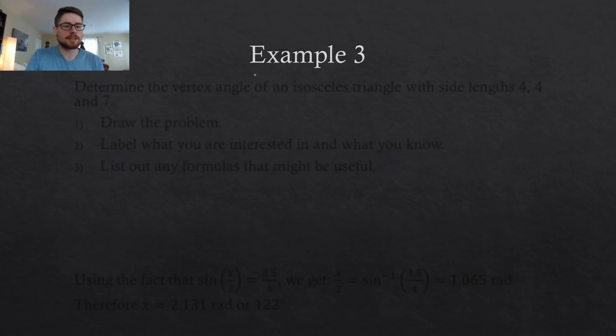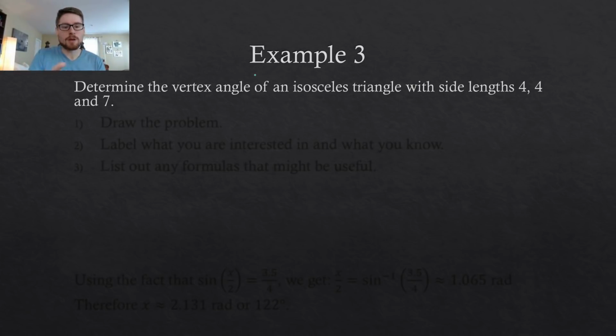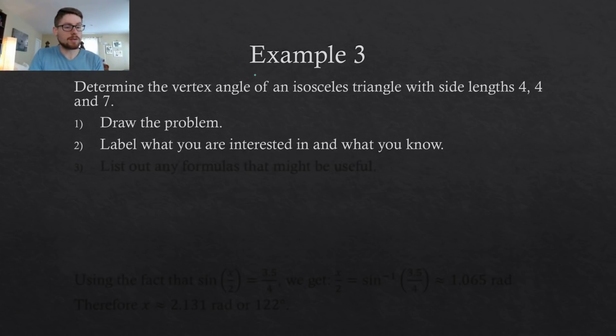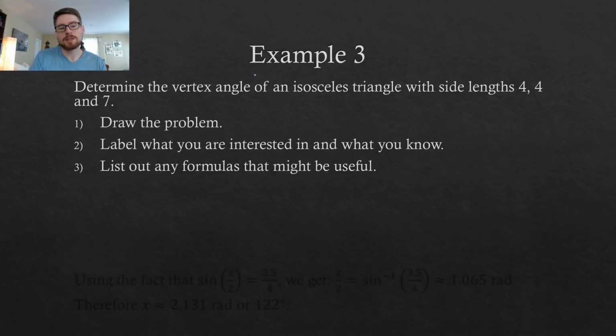This last example is based off of a triangle problem. So we want to determine the vertex angle of an isosceles triangle with side lengths 4, 4, and 7. So let's go ahead and draw this problem out. The 3 steps that are good steps to go by when doing something like this is that you want to draw it, label what you are interested in and what you know, and then maybe list out formulas that might be useful. In this case, we're going to be finding an angle, so it's probably going to be useful to list out some SOHCAHTOA, sine, cosine, and tangent if you don't have those memorized yet.